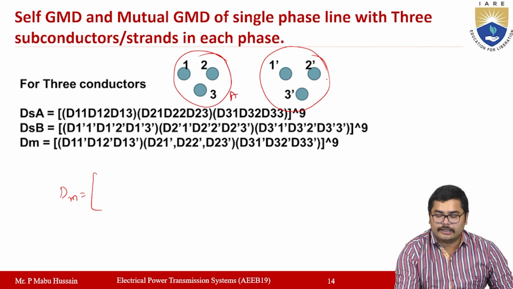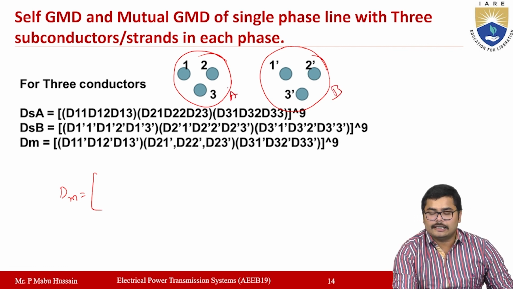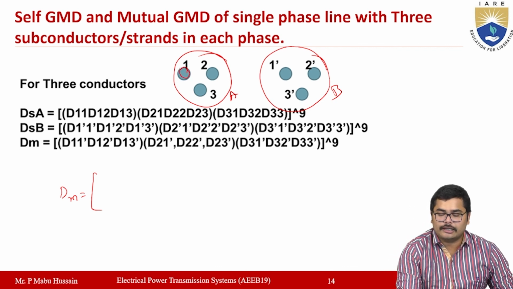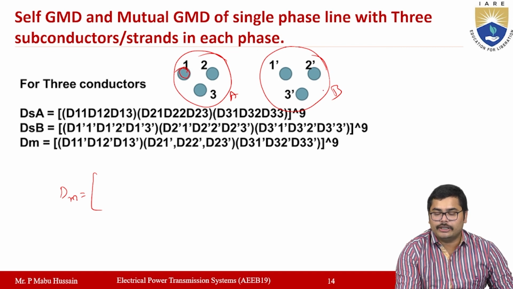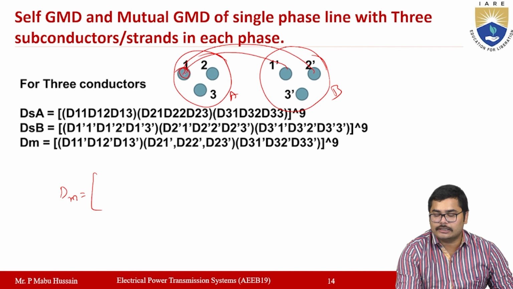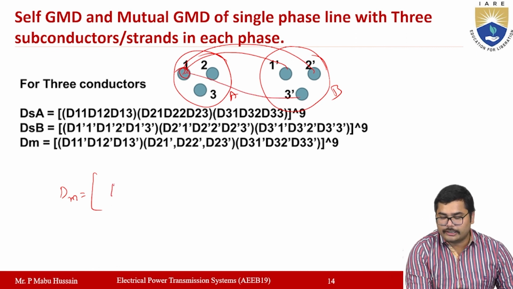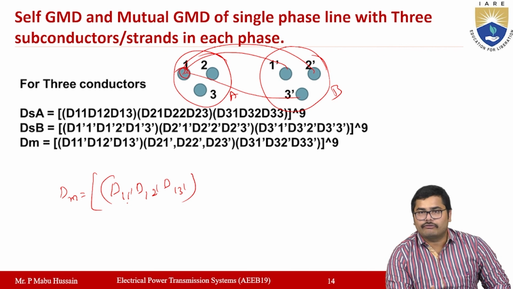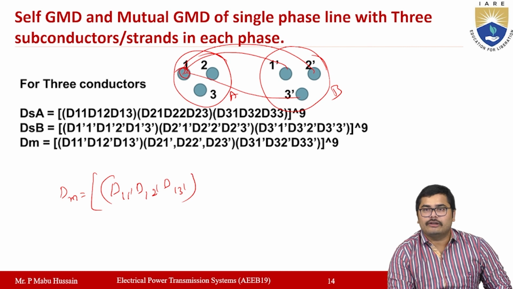So if you take conductor A and conductor B, here conductor A is having 3 subconductors, conductor B also having 3 subconductors. Now if you consider the first subconductor in conductor A, from conductor A to conductor B, how many mutual distances will be there? So here this will be D11 dash, D12 dash, D13 dash. Those product you have to write: D11 dash, D12 dash, D13 dash.